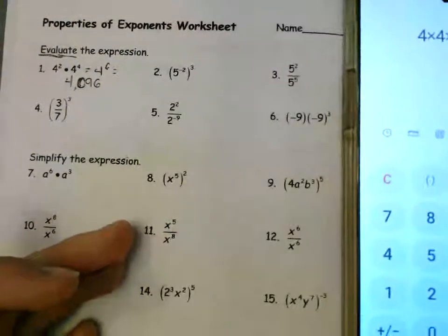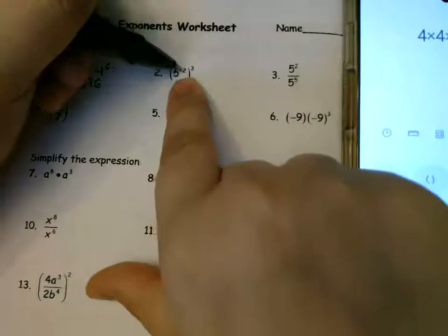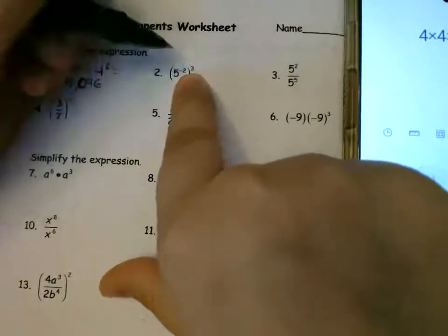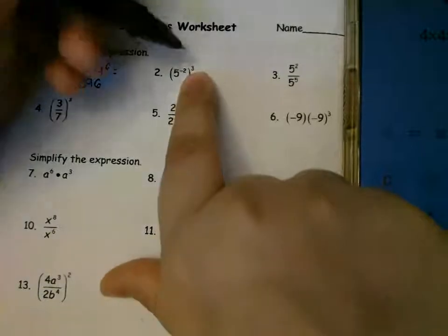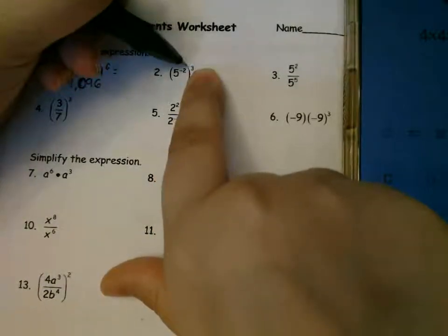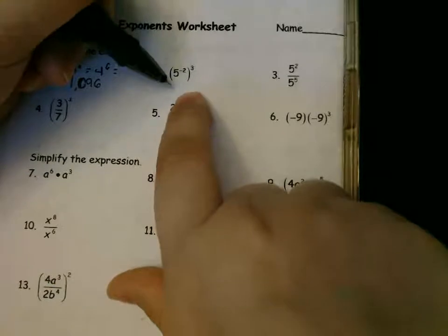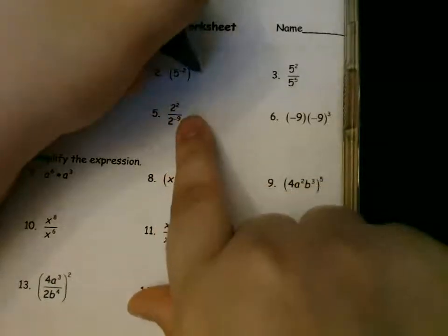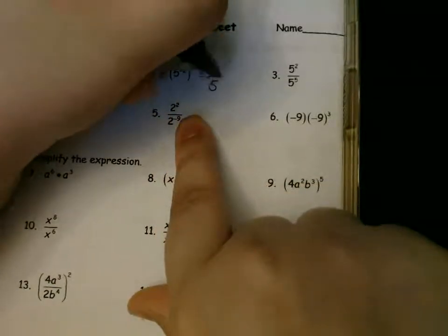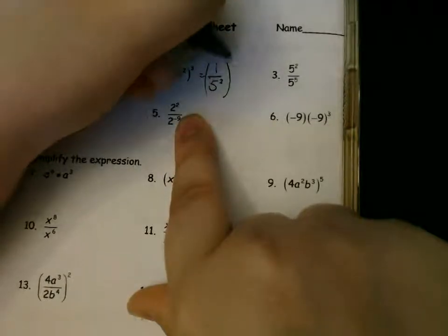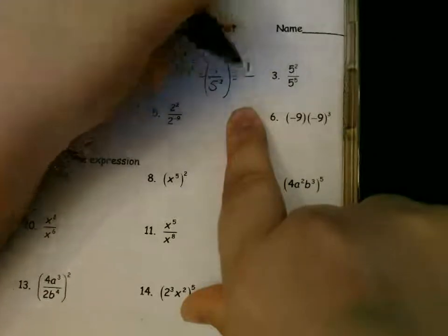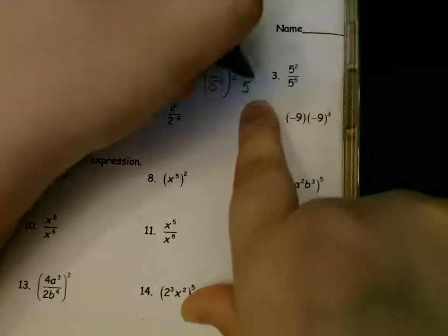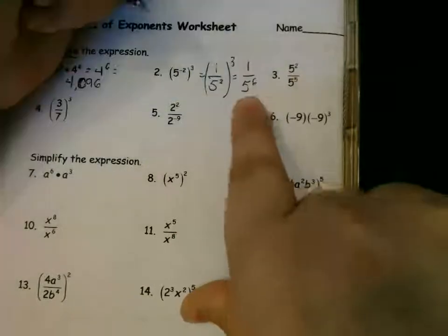All right. Now we have 5 to the power of negative 2 to the power of 3. This is what we called the power of a power. Because that power is on the outside, that is the power raised to that power. We have 5 to the power of negative 2, which we write as 1 over 5 to the power of 2. And we have that to the power of 3, which means we actually have 1 over 5 to the power of 6, because we multiply 2 times 3.